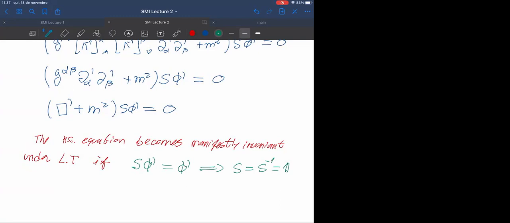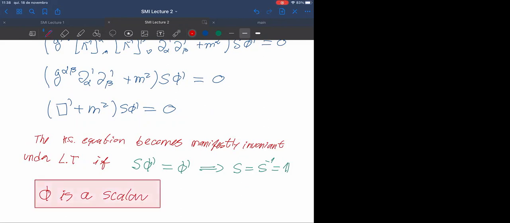So now tell me, which type of transformation is this? Exactly. It's a number, so it's a scalar transformation, indeed. What happened is that it's like a number. The only way to transform a number is with the identity. There is no matrix operation or whatsoever that you do to transform a number, a scalar. So this means that phi is a scalar. Therefore, the Klein-Gordon equation only describes scalars. So it's an equation for scalar fields.